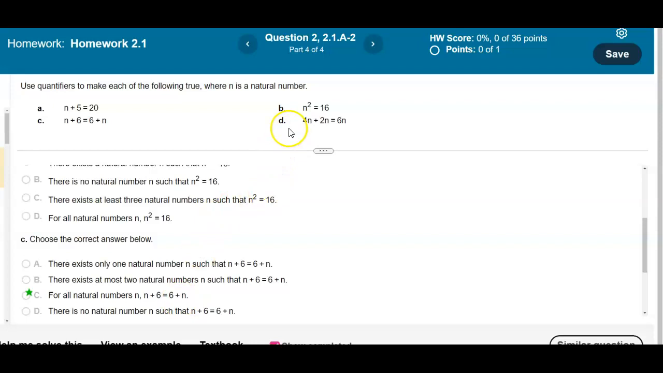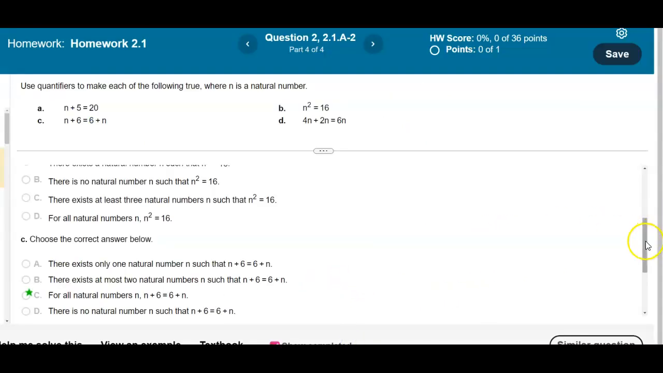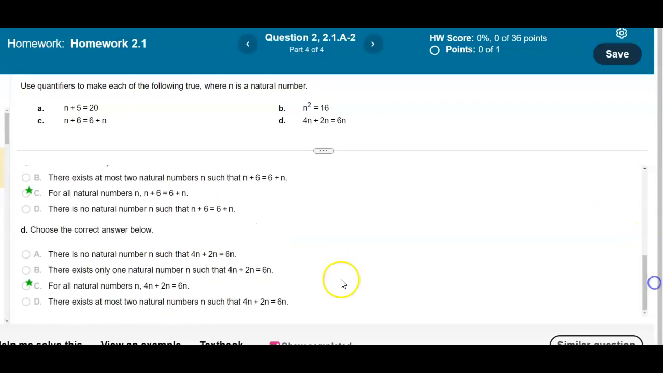Now let's take a look at D. Here, if we combine like terms, we get 6n, which is equal to 6n. And similarly, it's the same thing as part C. If we divide both sides by 6, we would get n is equal to n, which is the same statement that we have for C. And therefore, we would say the following, that for all natural numbers n, 4n plus 2n would equal 6n.